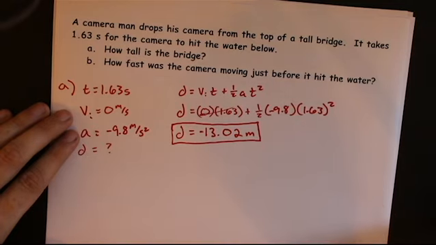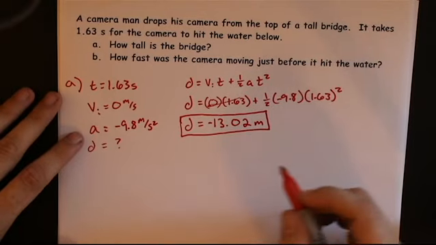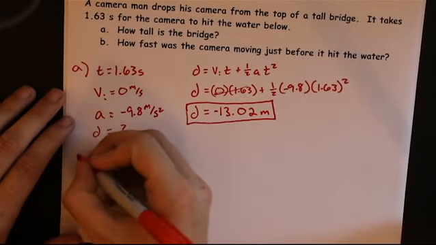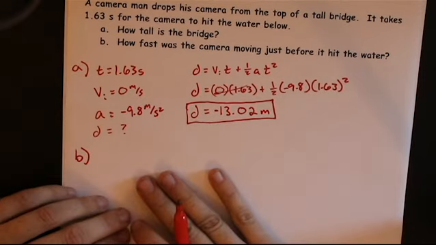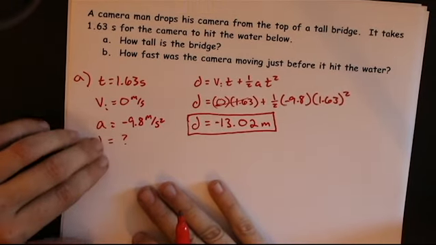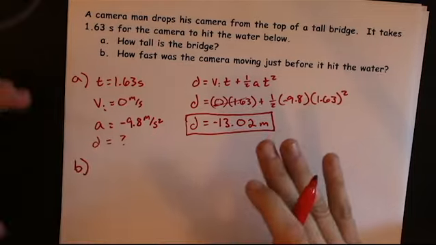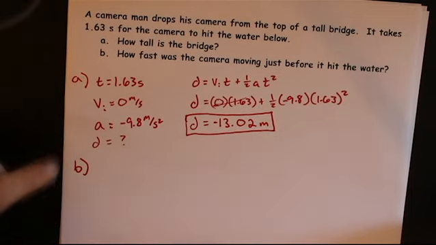Part B is how fast was the camera moving just before it hit the water. So I'm going to write part B right here. And I'm not going to make another list because all of the information is still right here. It'd be a little redundant to make a list again.